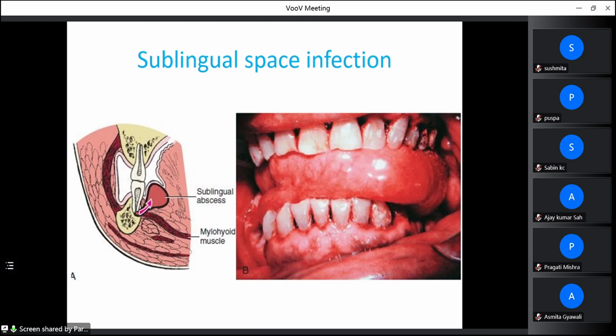Next is sublingual space infection. Sublingual space infection can spread from the lower posterior teeth if the area of perforation is present above the mylohyoid muscle. Whenever there is sublingual space infection, the tongue will be raised, the floor of the mouth will be raised, the patient could not chew, and there will be severe pain. In this case, again, you have to drain the abscess intraorally. Just give the incision over the floor of the mouth in the mucosa, and drain it.